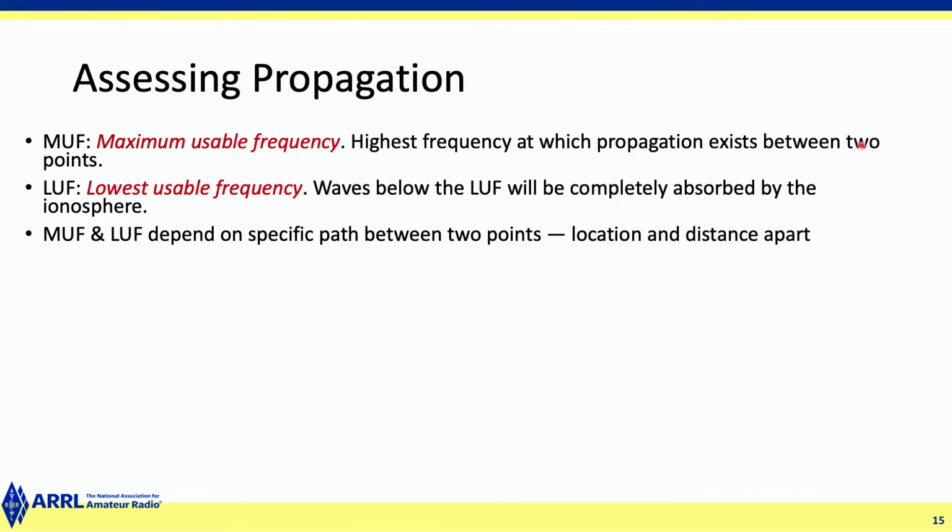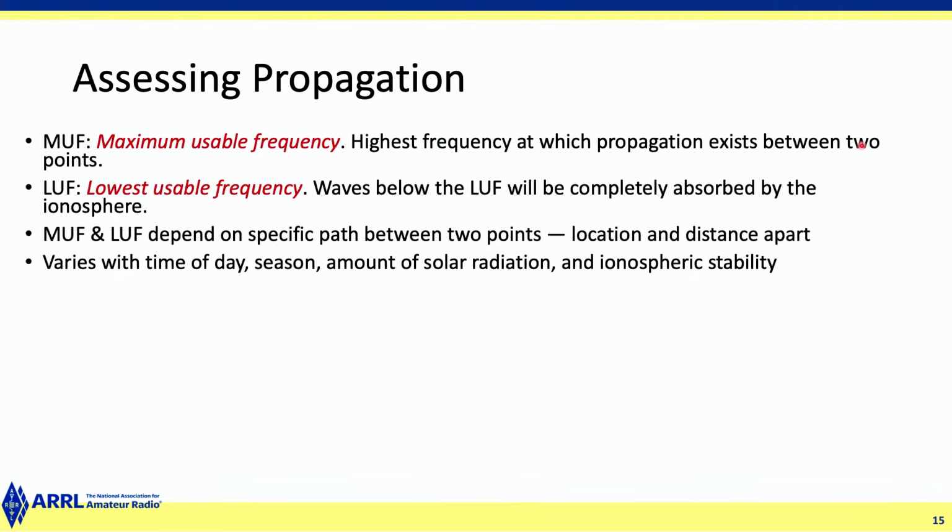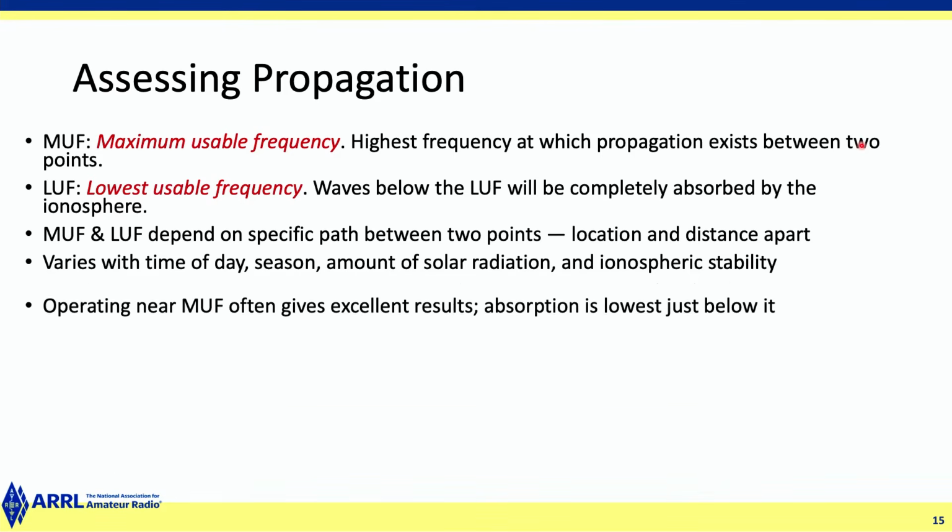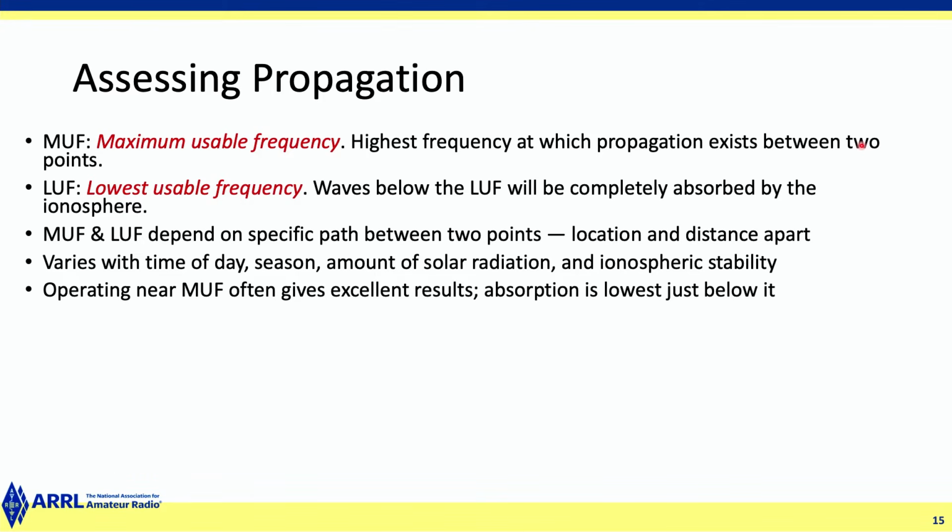The MUF and LUF are going to depend upon the specific paths between those 2 points, and it varies depending upon the time of day, season, and the amount of ionizing radiation that's present. You want to operate near the maximum usable frequency to get excellent results, because absorption is going to be less there. Does that make sense?